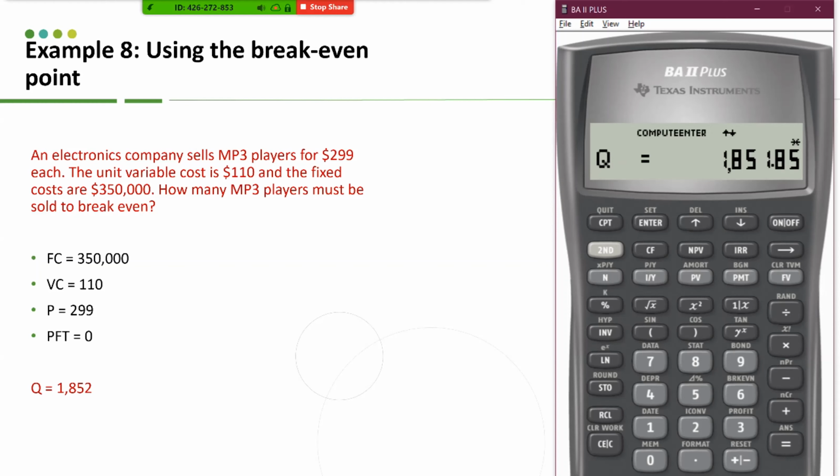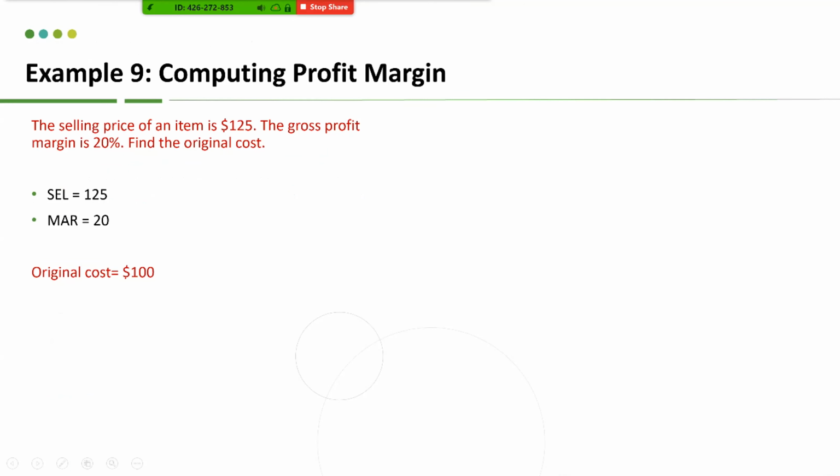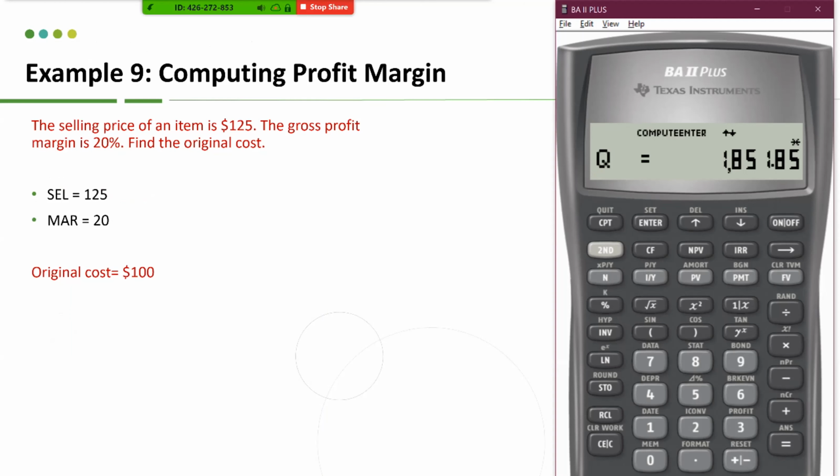Alright, so the next question. This one is also quite simple, to compute the profit margin. For this question, we are going to use the profit worksheet. The profit worksheet is at number 3 button. You press second profit. You clear your worksheet first by pressing second clear work.